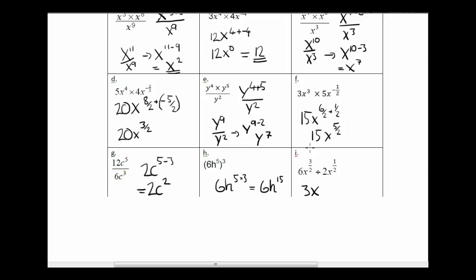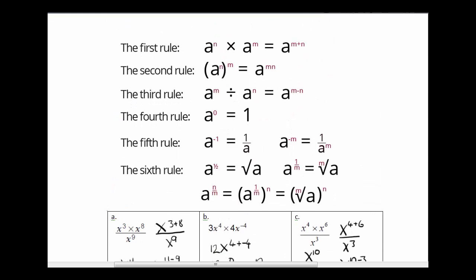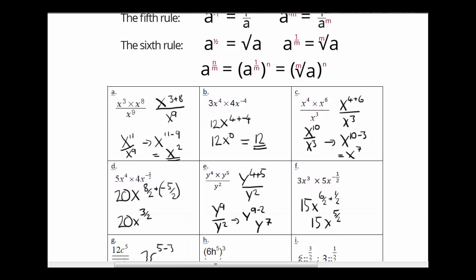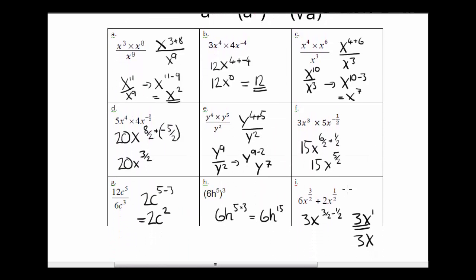We then look at these parts of it. So that's going to be 3 over 2 minus a half. So that's going to be 3x to the power of 1, or also known as 3x. So these are rules that you're really wanting to get used to, and that's the answers to your wee starter task.